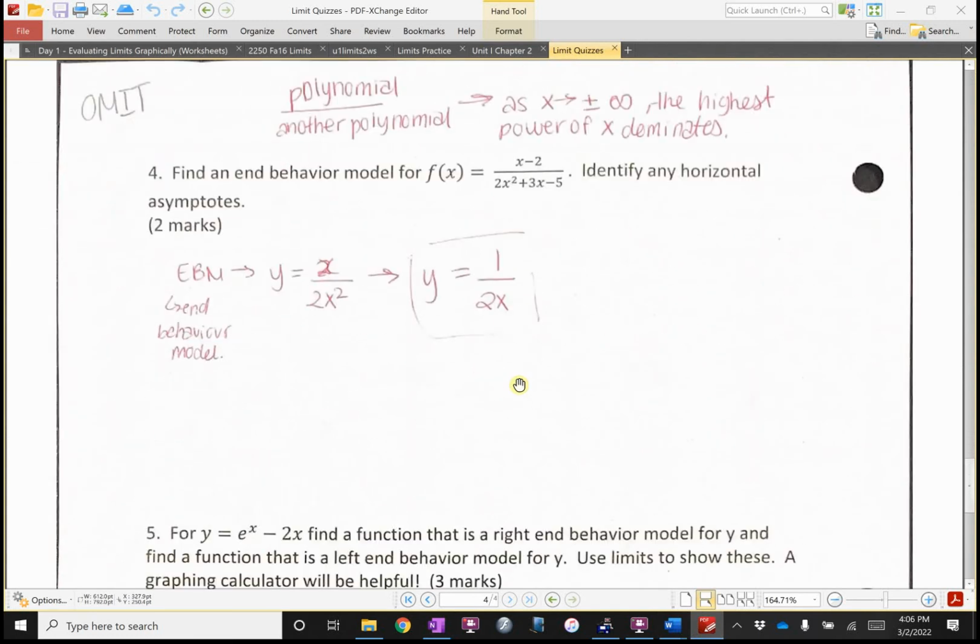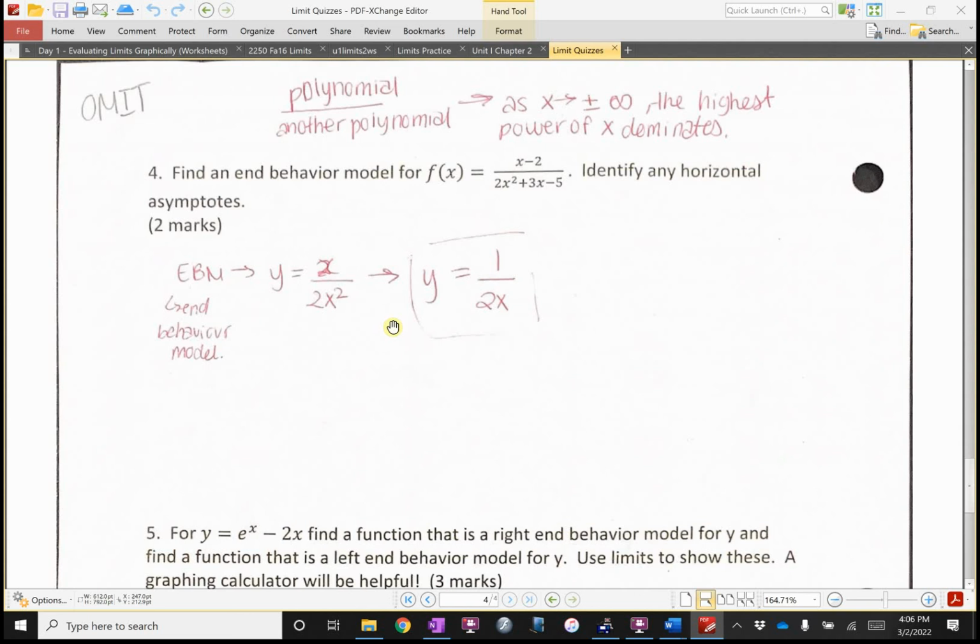End behavior models. Okay. I'm going to do them anyways because I'm a nerd. I'll talk about it. I won't go through it.